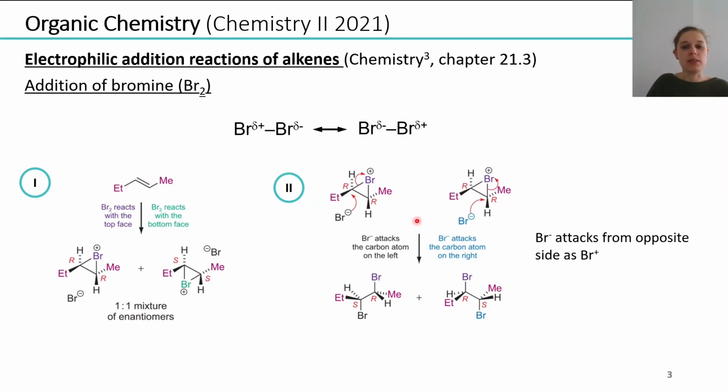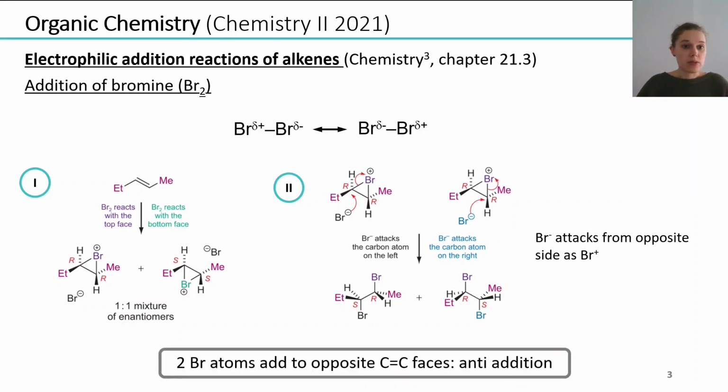Then in the second step, we have attack of the negatively charged bromide on this bromonium ion ring. And the reason for this is that the positively charged bromine ion in the ring has a very strong -I effect, and therefore the carbon atoms in the ring are electrophilic. And then the attack is preferred at this electrophilic carbon, and this is a very fast reaction step. And as we have a mixture of both enantiomers, we need to consider that this attack will proceed from both sides, so that we end up again with a 1-to-1 mixture of both enantiomers.